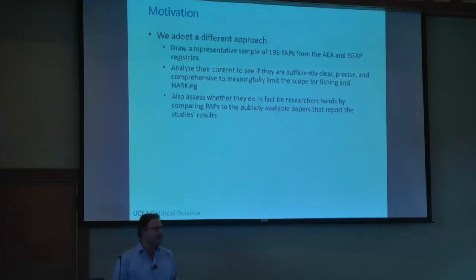So we adopt a different approach. We draw a representative sample of around 200 pre-analysis plans from the AEA and EGAP registries. We analyze their contents to see whether they are, in our judgment, sufficiently clear, precise, and comprehensive to meaningfully reduce the scope for fishing and HARKing. And among the subset of PAPs, about half in our sample, that were selected to actually have a publicly available paper, we also scrutinize and compare the paper and the PAP to be able to render an assessment about whether or not the paper is faithful to what was pre-specified.